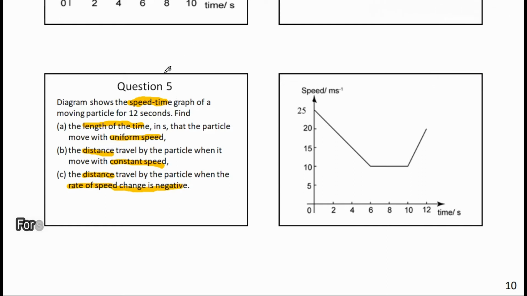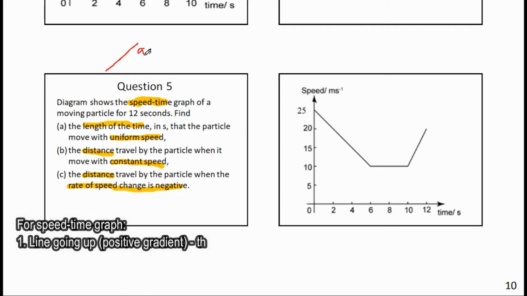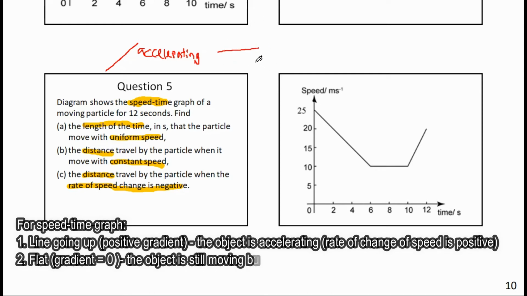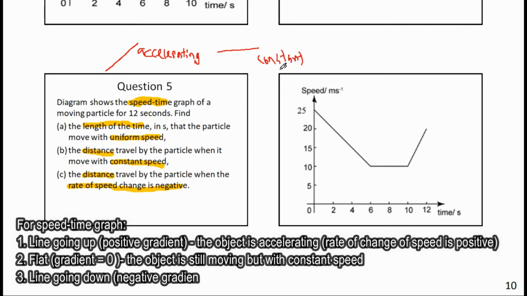For a speed against time graph, if we have a line going up, that means this object is accelerating. Its speed keeps increasing. Then if we have a flat line, the gradient is 0. That means this object is still moving but with constant speed, the same speed. Constant speed.